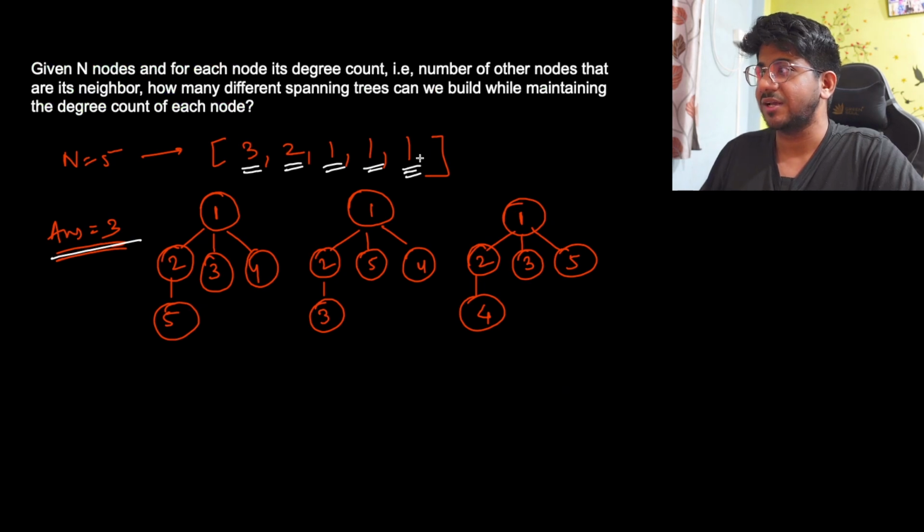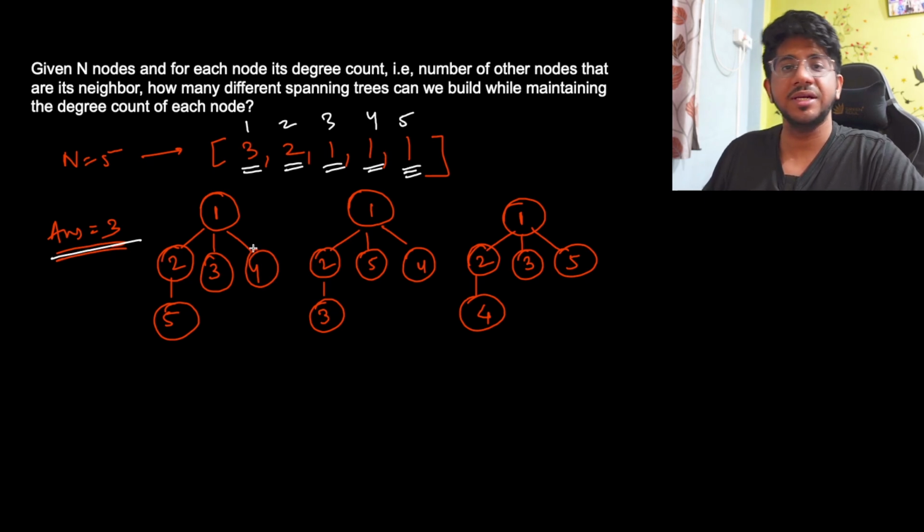You can see that 5 has 1 degree, 4 has 1 degree, 3 has 1 degree in this case. Okay, so 5, 4, 3 are 1 degree nodes. 2 is a 2 degree node. 1 is a 3 degree node. So you are given the degrees for each node. Tell me how many trees exist.